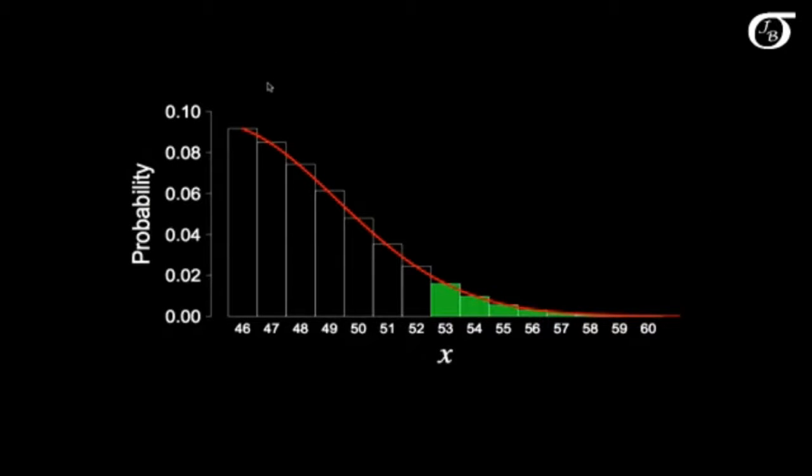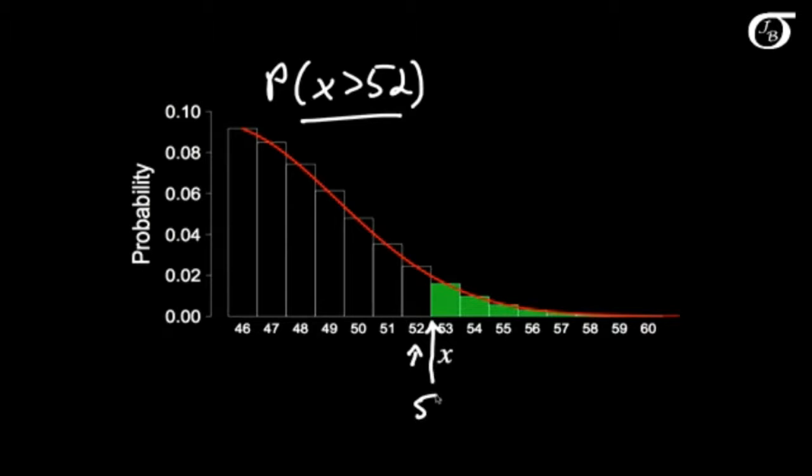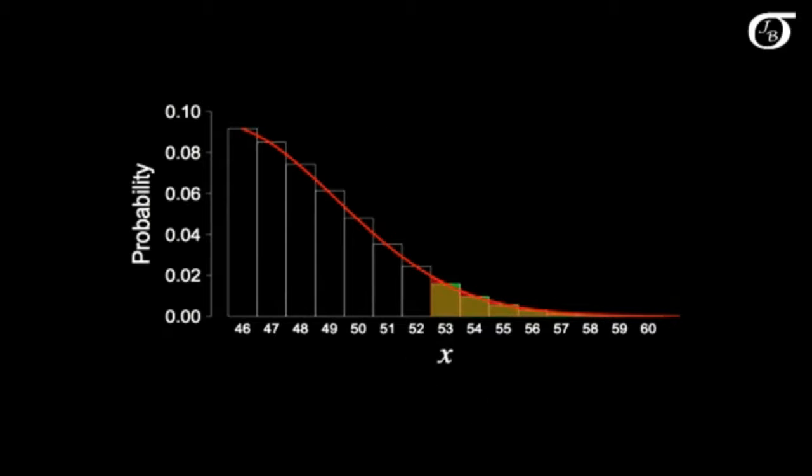In this new question, we're interested in the probability that x is strictly greater than 52. That is what the shaded green bits represent. And to be strictly greater than 52, I want to make sure I don't include any of 52, so I really should start right here. I should start at 52.5. Let's see what that shaded area under the normal curve looks like.